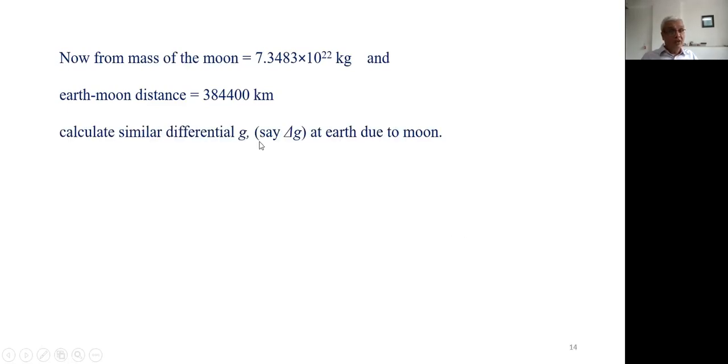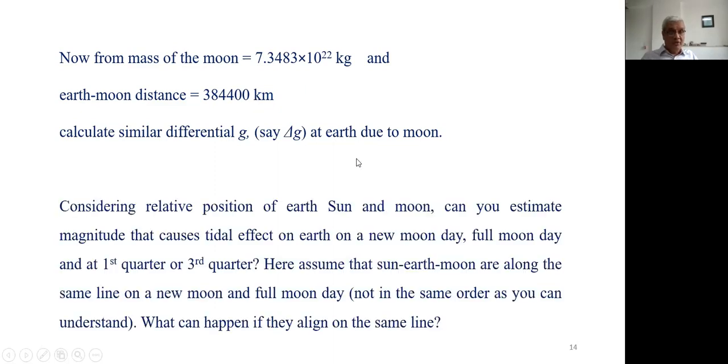If you take the moon, the Earth-moon distance is 384,400 kilometers, and you can calculate a similar difference. Now, if you look at the relative position of the sun, Earth, and moon, then you can estimate the cause of this tide. Because the ocean on one side is a huge mass, it will experience force towards the sun.